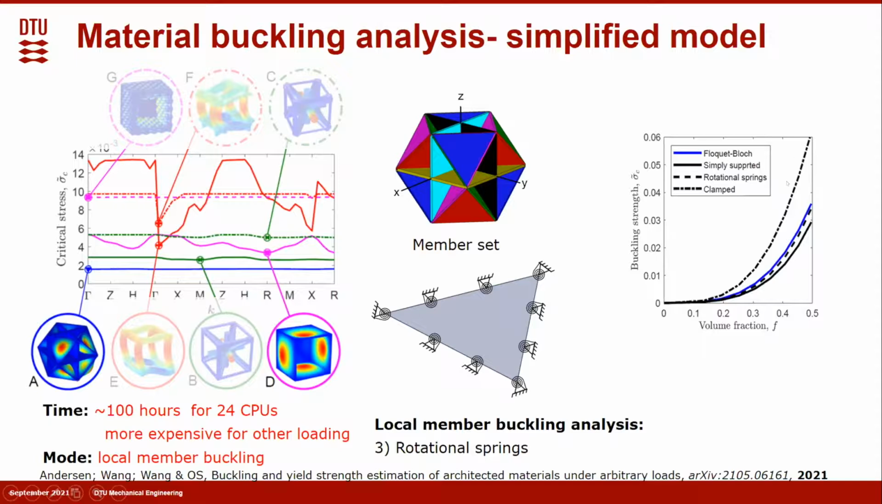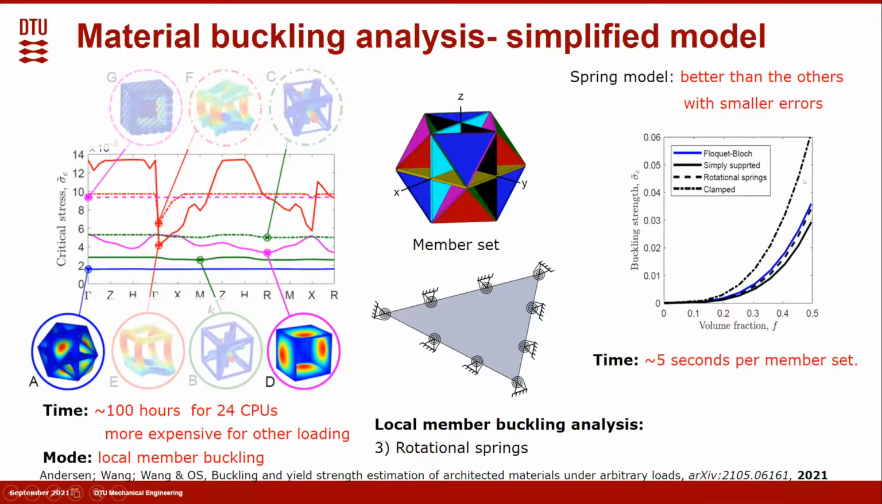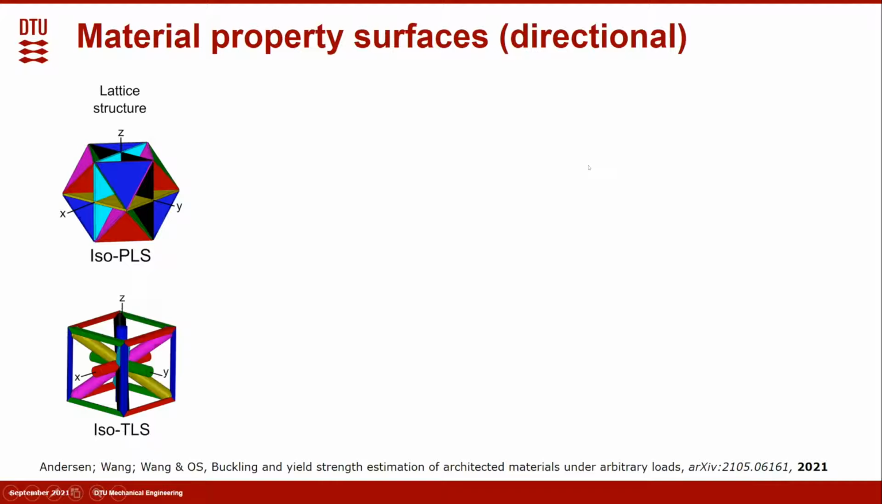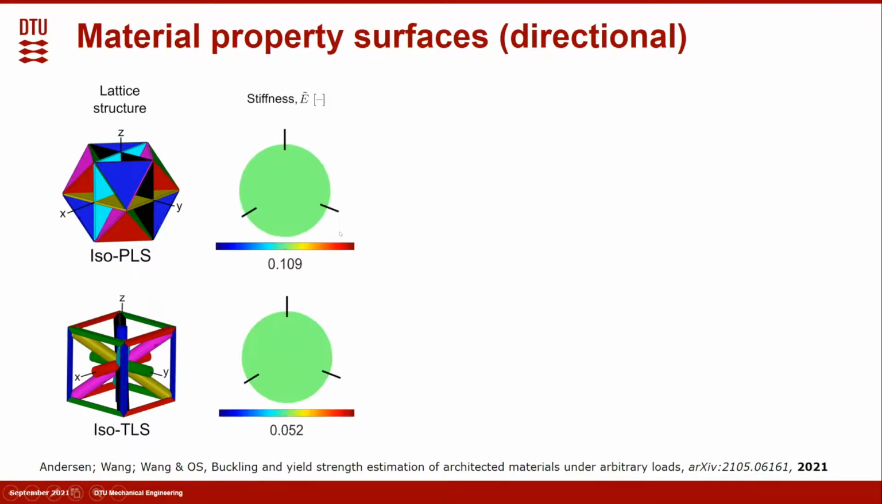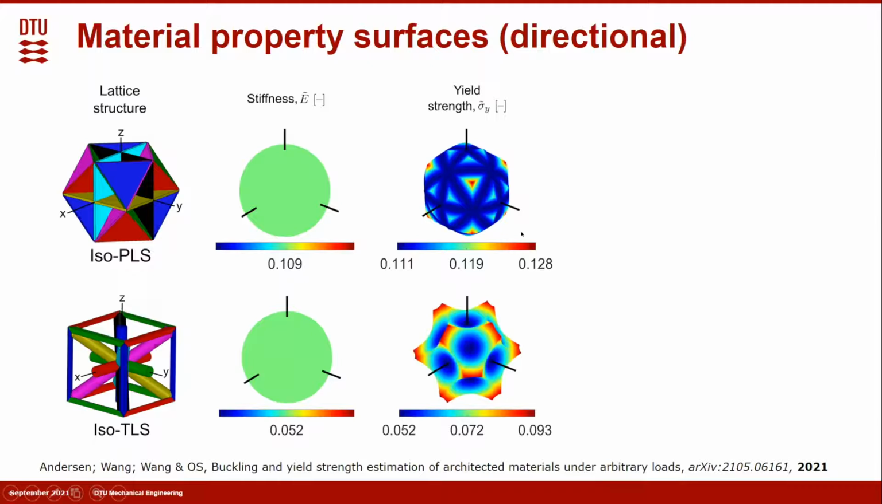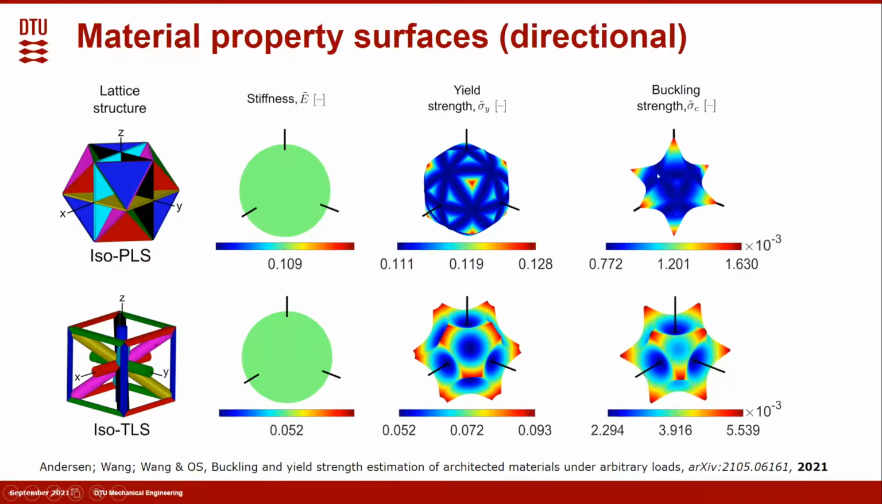This image shows the corresponding performance. We can see the simplified model performs better than the other two and has smaller errors. More important, the simplified model only takes 5 seconds per member set. Compared with 100 hours, that is a huge time saving. Using this simplified model, we studied the material property surfaces and rotation in uniaxial compression. This is the stiffness surface, this is the corresponding yielding strain surface, and this is the buckling strength.